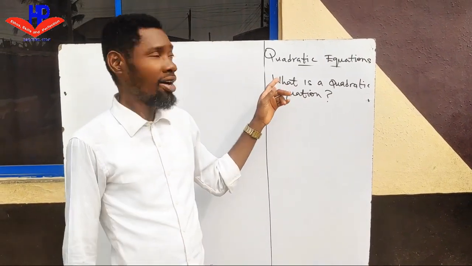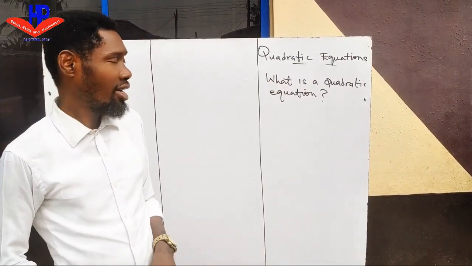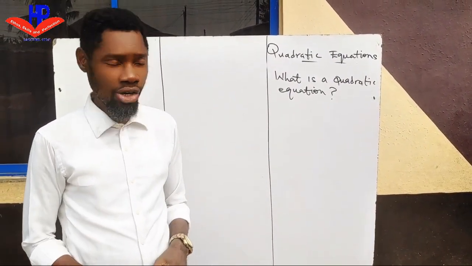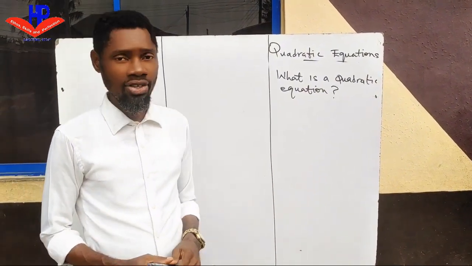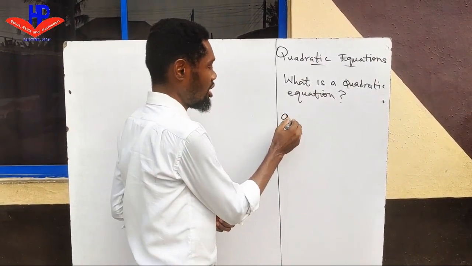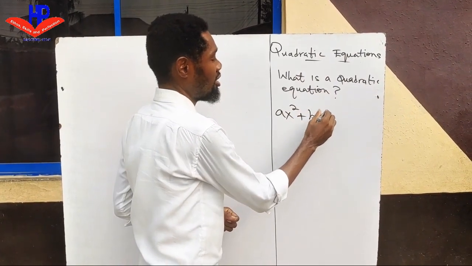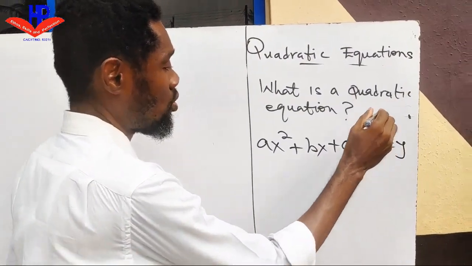Okay, we want to consider quadratic equations. What is a quadratic equation? A quadratic equation is an equation of the form ax squared plus bx plus c is equal to 0 or is equal to y.